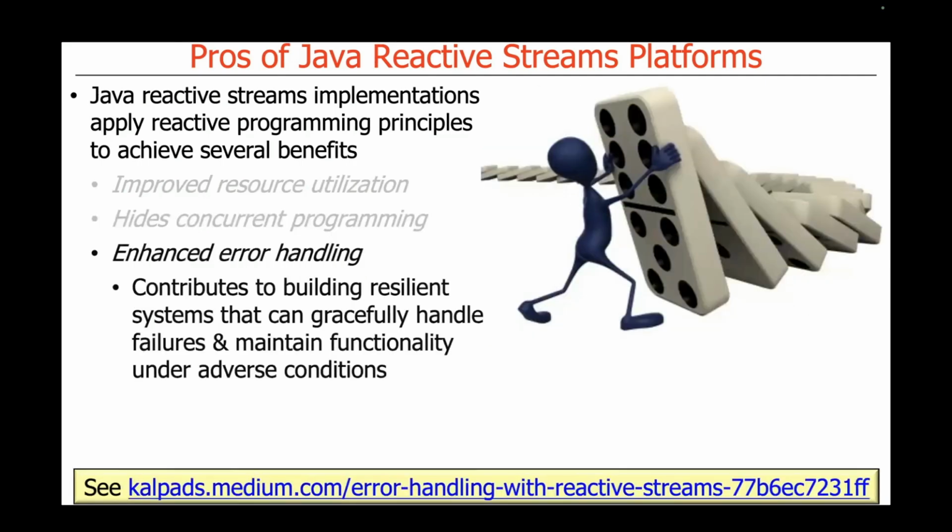Something else you can do, if you understand the programming model, is have enhanced error handling, where you can build resilient systems that will gracefully handle failures. They'll gracefully degrade and not come crashing down wholesale when something fails partially, and they'll be able to maintain the overall functionality of the system even under adverse conditions where some things are indeed failing. So that's another nice benefit of this model.